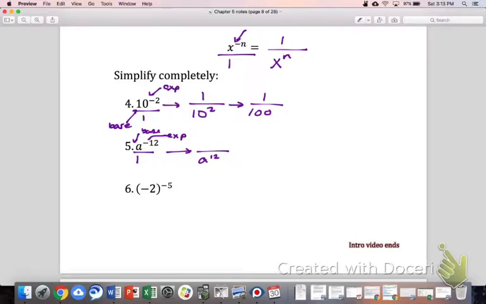And again, like before, I've got a blank numerator. So anytime I get a blank numerator, I'm going to fill it in with a 1. And in this case, there's really nothing I can do with a to the 12th. I can't do anything further with that. And so 1 over a to the 12th would be my answer.